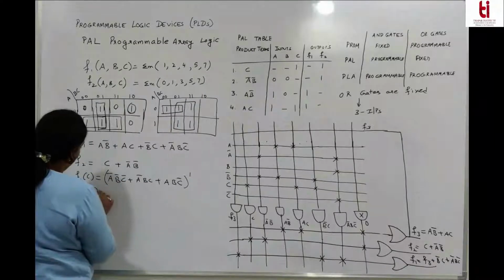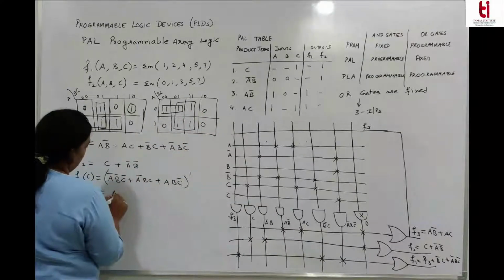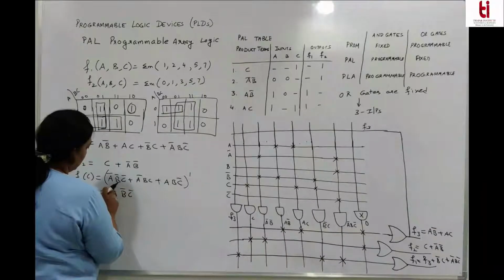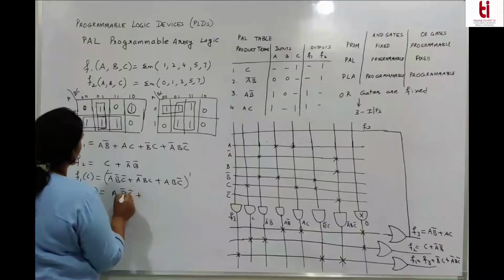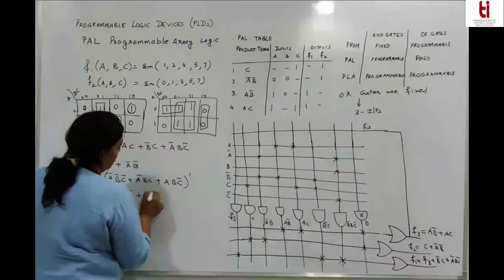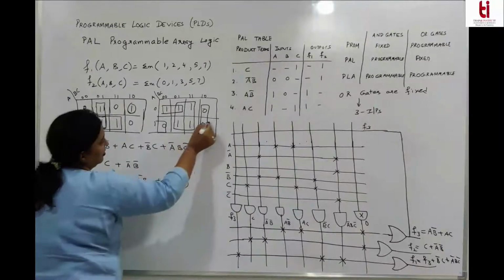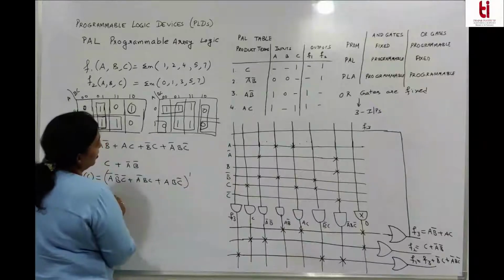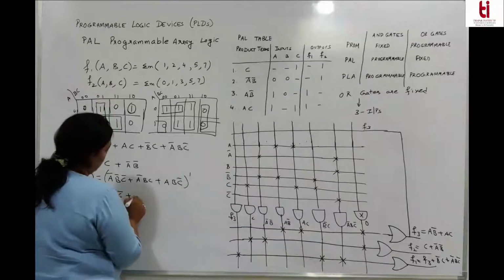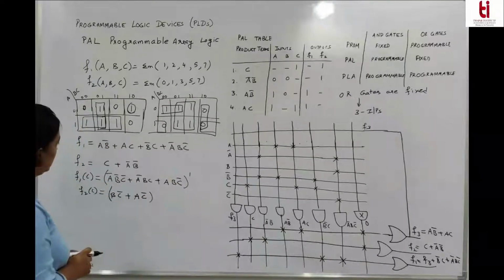And F2 in complement form will be A bar, A, B bar, C bar, plus, this is another. So I get B C bar, plus A or B changes C bar. This is what we get.